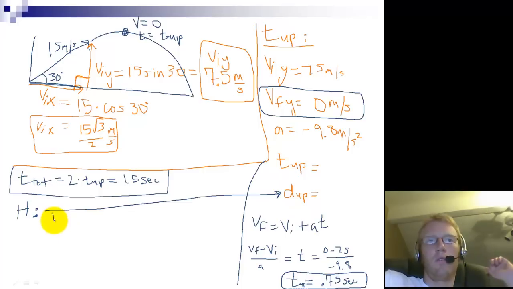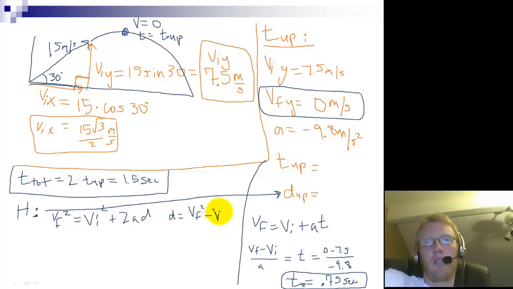I'll just use VF squared equals VI squared plus 2AD, because in the vertical direction we know VF, VI, and A. So distance equals VF squared minus VI squared over 2A. Again, I just subtracted VI squared from this side and then divided by 2A. So distance equals 0 minus V initial.